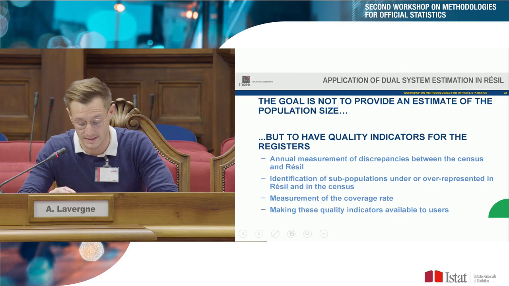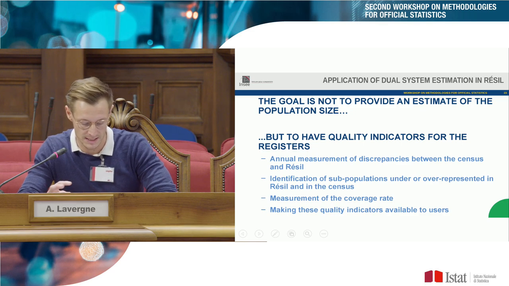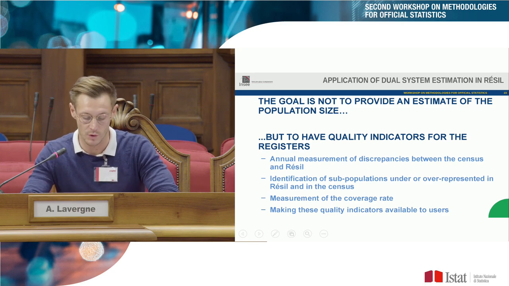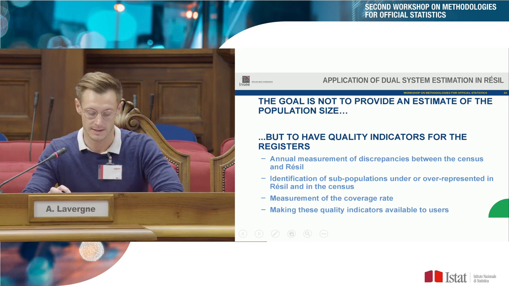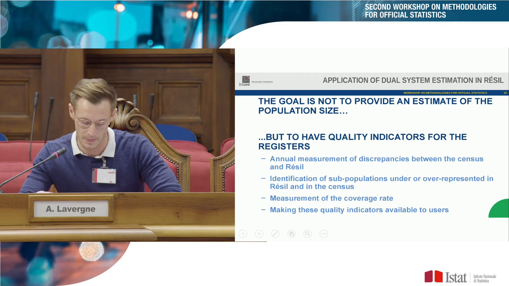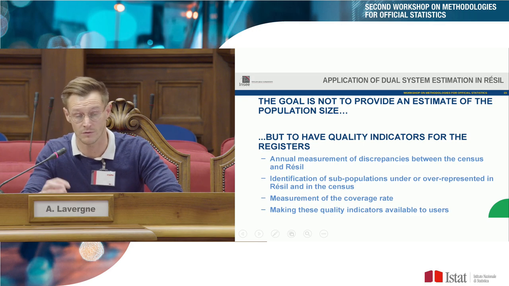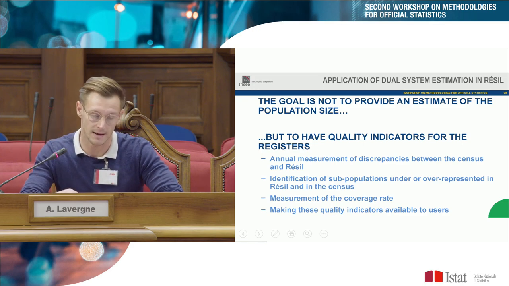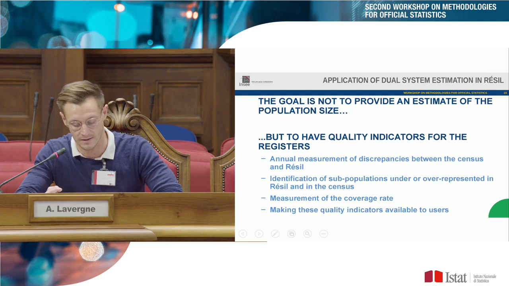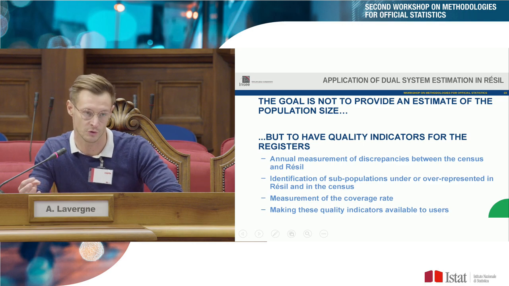So finally, when there is no more over-coverage in RESIL, the dual system estimation method can be applied. For us, the objective of this method is not to provide an estimation of the population size, but to have quality indicators for registers. These indicators will be used to measure the discrepancies between the census and RESIL. They will also allow us to identify subpopulations that are under or over-represented in both RESIL and the census, and these indicators will also provide a measure of the coverage rate and will be made available to users.